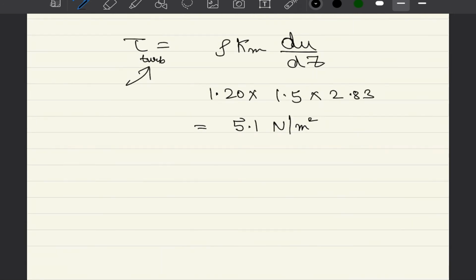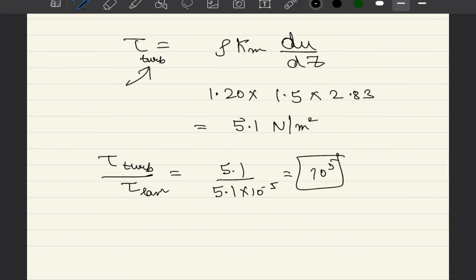And now when we look at the ratio of tau turbulent versus tau laminar, we get the value of 5.1 divided by 5.1 into 10 to the power minus 5, or the values associated with the turbulent momentum flux transfers are of the order of 10 to the power 5 in comparison to the laminar flux transport. And hence we say that whenever we are talking about mass and momentum transfers, the turbulent mechanism is the dominant transportation mechanism associated with the atmospheric layers.